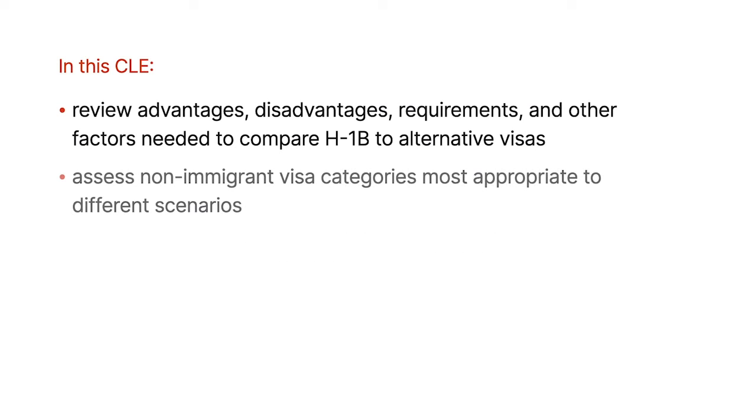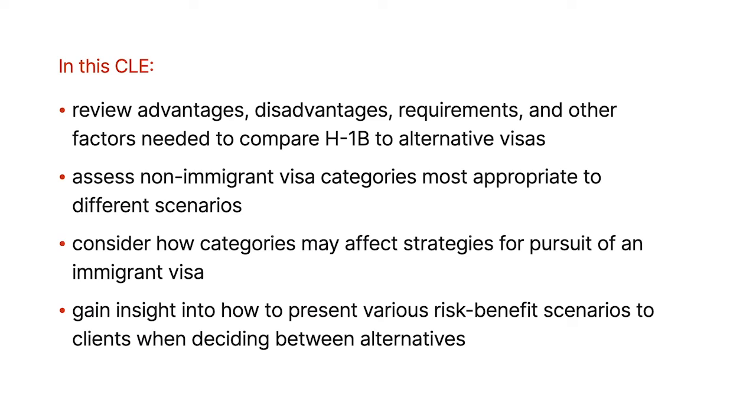In so doing, we are going to review the advantages, disadvantages, requirements, and other factors needed to compare the H-1B to alternative visas. We will assess the other non-immigrant visa categories that are most appropriate to different scenarios. We will consider how such categories may affect strategies for pursuit of an immigrant visa, again, the green card, and hopefully gain insight into how to present various risk-benefit scenarios to clients when deciding between alternatives.